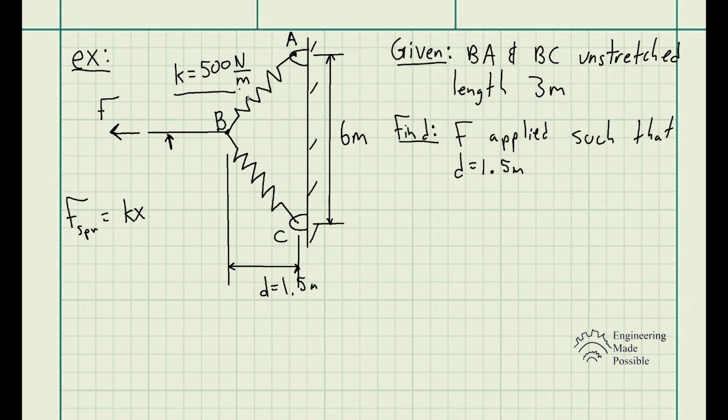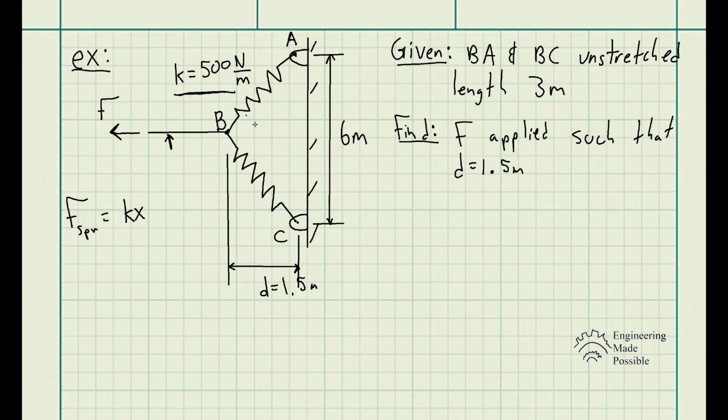Here for the problem statement, we have springs. So these here drawn are springs, right? Springs BA and BC each have a stiffness or a spring constant K of 500 newtons per meter. And each spring has an unstretched length of 3 meters. So the springs at rest are 3 meters in length.